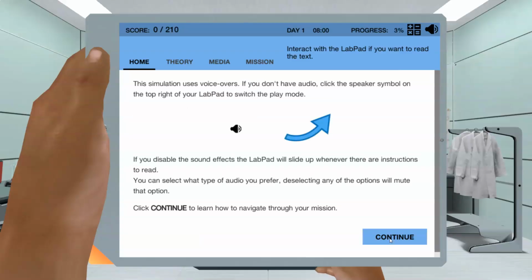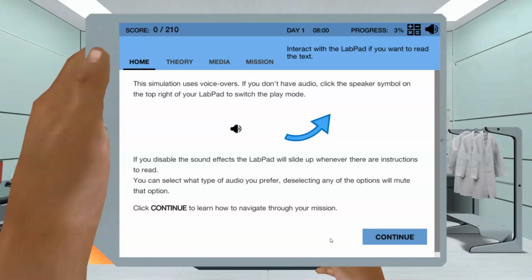This simulation uses voiceovers. If you don't have audio, click the speaker symbol on the top right of your lab pad to switch the play mode. If you disable the sound effects, the lab pad will slide up whenever there are instructions to read. You can select what type of audio you prefer. Deselecting any of the options will mute that option.